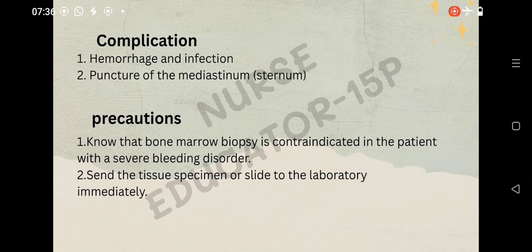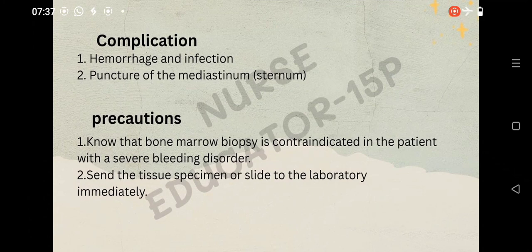What are the complications of bone marrow aspiration or biopsy? The patient may have hemorrhage and infection at the site of biopsy. Why hemorrhage? Because some patients might be taking aspirin tablets or have thrombocytopenia. Aspirin is a blood thinner, so the patient may have more bleeding. The second complication is puncture of the mediastinum. If the doctor chooses the sternal bone, there may be chances of puncture to nearby adjacent structures.